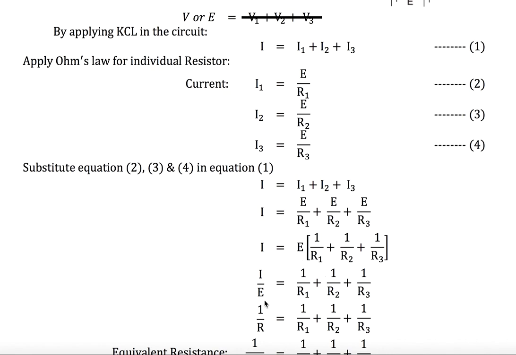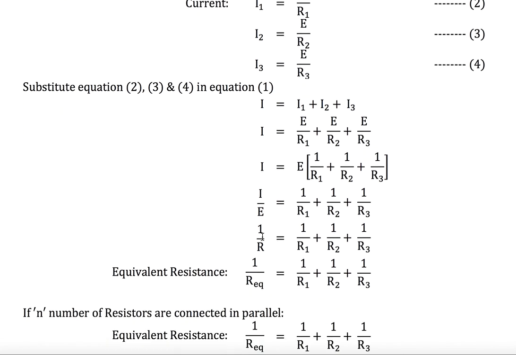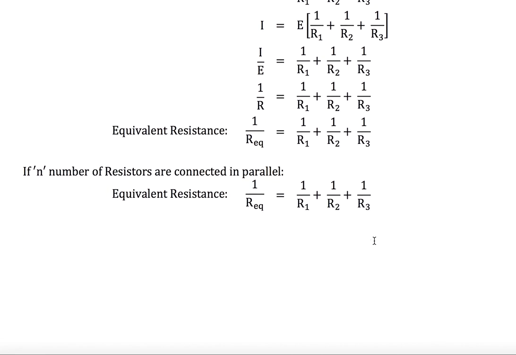You just wrote I upon E. That is correct only. I upon E is nothing but 1 by R, because E equals I into R. So 1 by R equals 1 by R1 plus 1 by R2 plus 1 by R3, or the equivalent resistance 1 by R equivalent equals 1 by R1 plus 1 by R2 plus 1 by R3. If n resistors are connected in parallel, 1 by R equals 1 by R1 plus 1 by R2 plus 1 by R3 and so on, 1 by Rn.